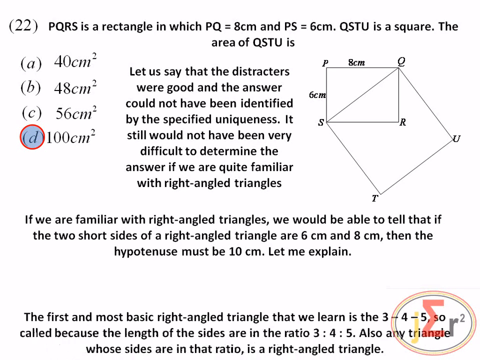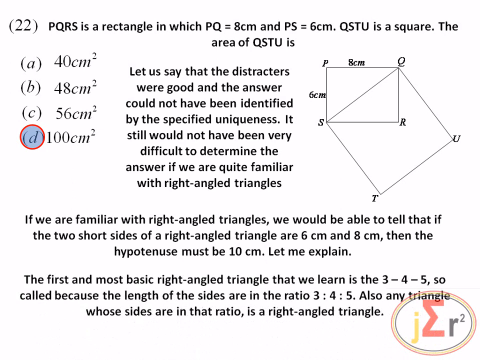But let us explain. The first and most basic right-angled triangle that we learn is the 3, 4, 5 right-angled triangle. It is so called because the lengths of the sides are in the ratio 3 to 4 to 5. Also, any triangle whose sides are in that ratio is a right-angled triangle. Any triangle with its sides in the ratio 3 to 4 to 5 is also a right-angled triangle. Has to be.